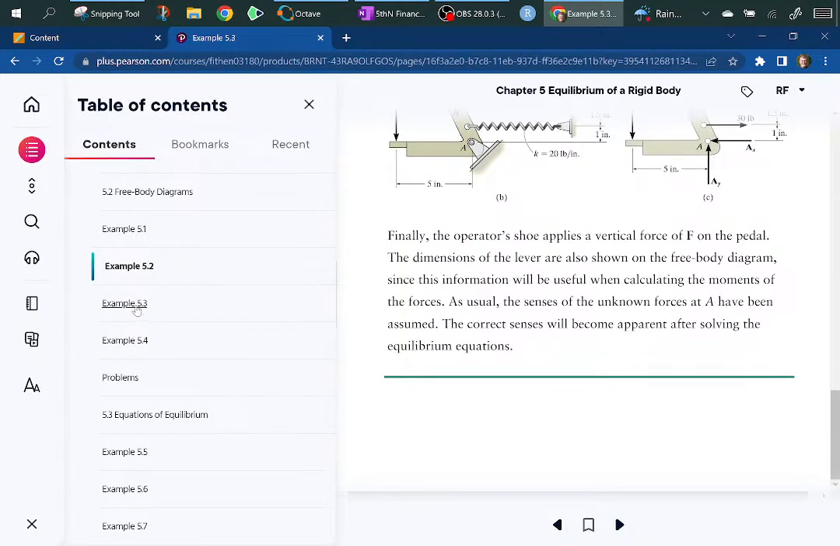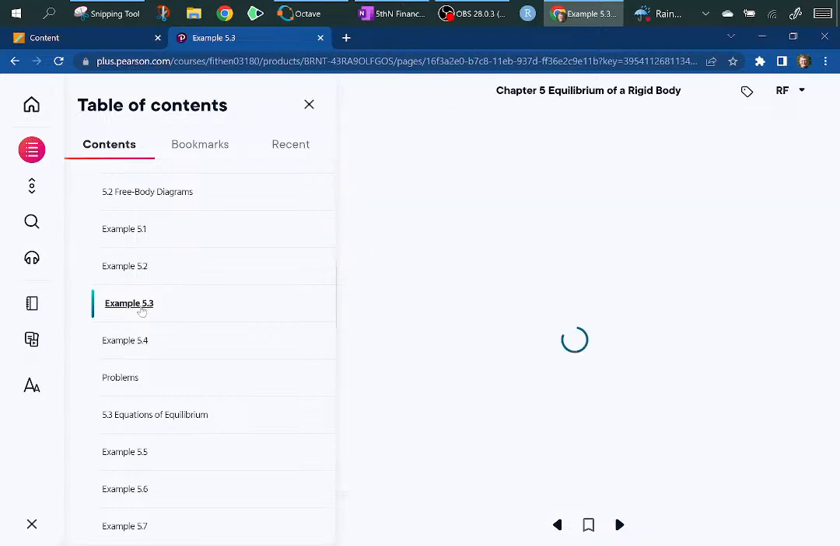Each one of these follows a similar pattern. Okay, I'm trying to get it to go. All right, it finally went there.